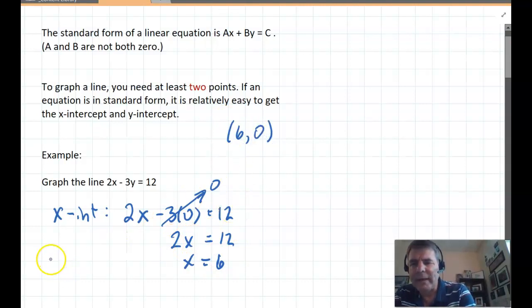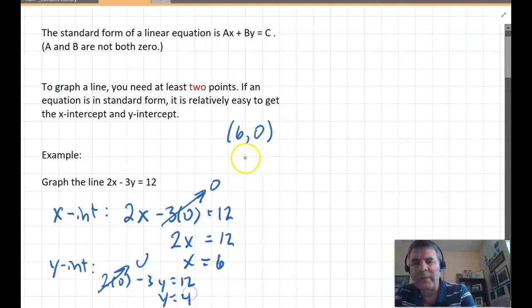To get the y-intercept, I set x equal to 0. So that means I'm going to have 2 times 0 minus 3 times y equals 12. Of course, that's 0. 12 divided by -3 is -4. So I have a y-intercept at 0, -4.